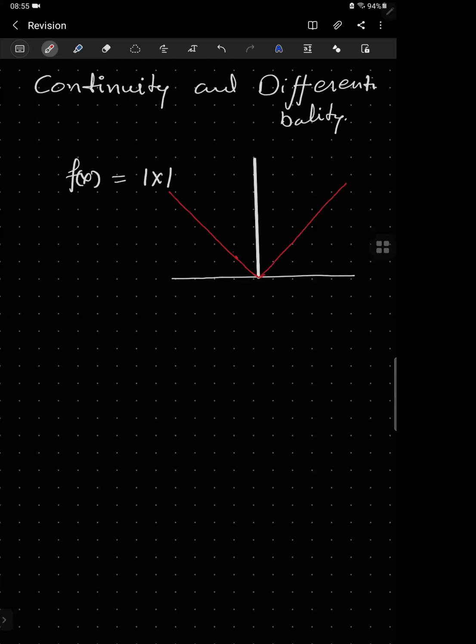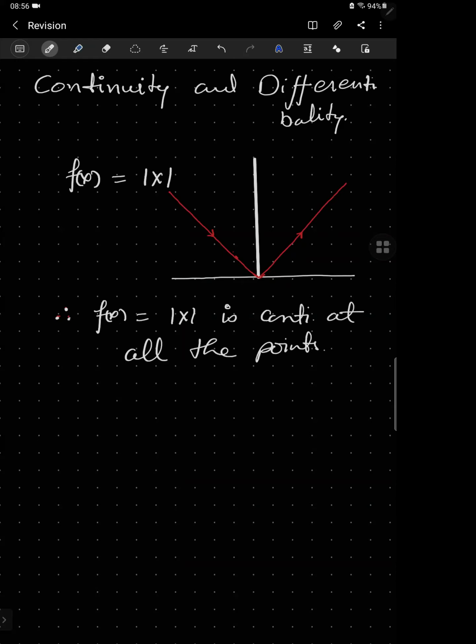While making the graph, we need not lift up the pencil even a single time. So, therefore, f(x) equals mod x is continuous at all the points. It is continuous at all the points.